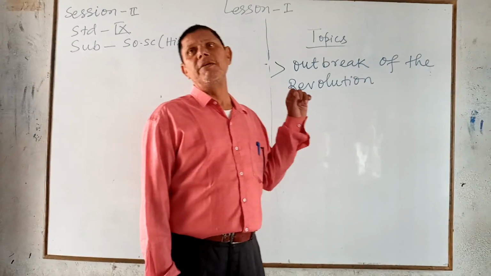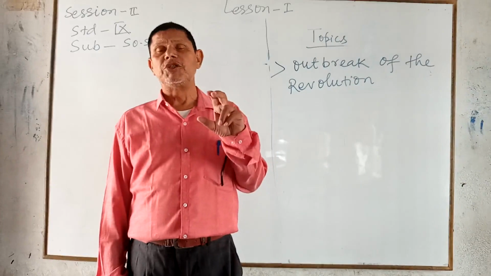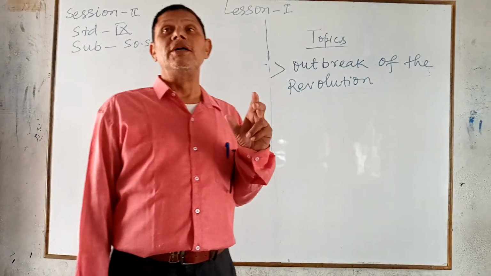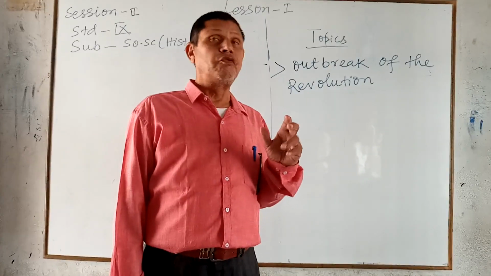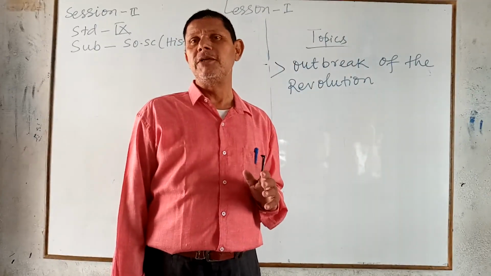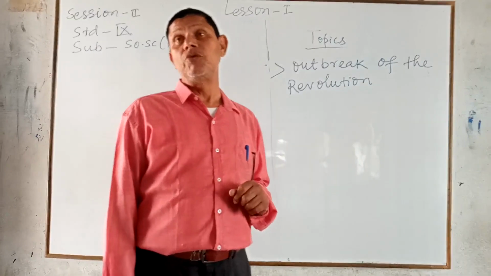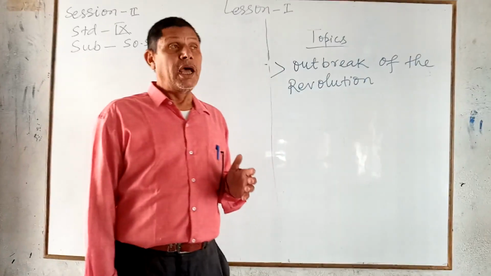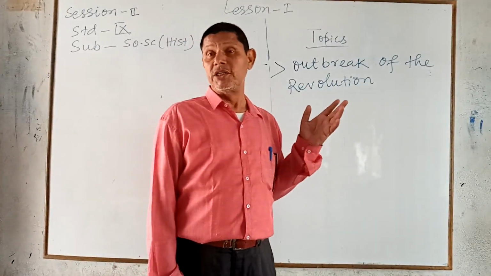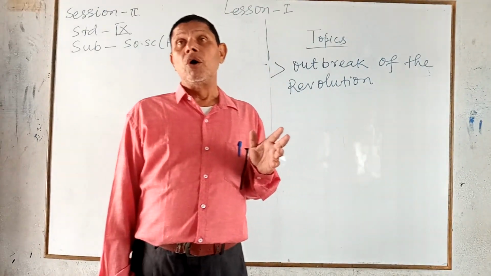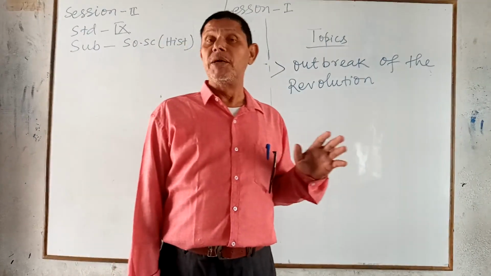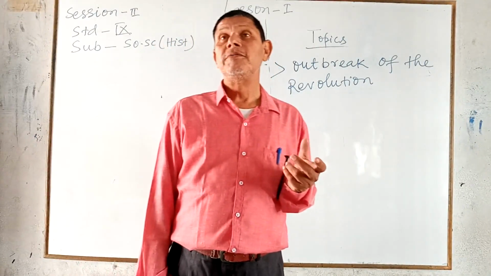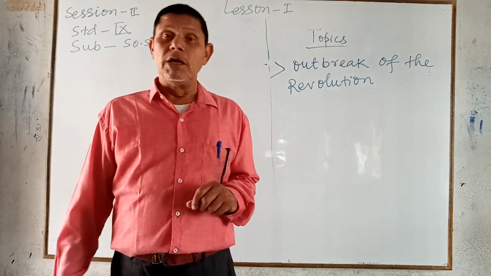At the same time, a rumor spread that the king had ordered the troops to fire upon the citizens to control the situation. After hearing this rumor, as you have studied in the starting of the chapter, all the men came out from their houses and they destroyed the Bastille prison.